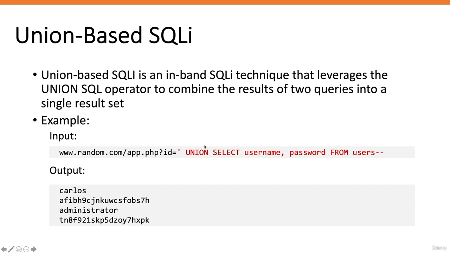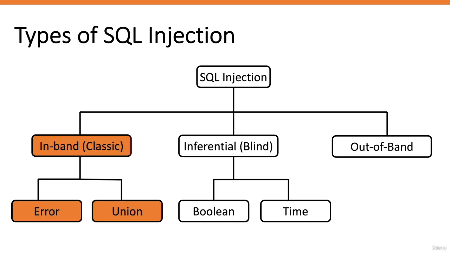Now, of course, the union operator has certain conditions for it to work. And so it's not as simple as, hey, I'm going to output whatever I want in as many fields as I want. Instead, there are certain conditions that you have to follow, and we'll discuss that in the exploitation section of this video. Okay, so that covers in-band or classic SQL injection. Next, let's talk about inferential or blind SQL injection.